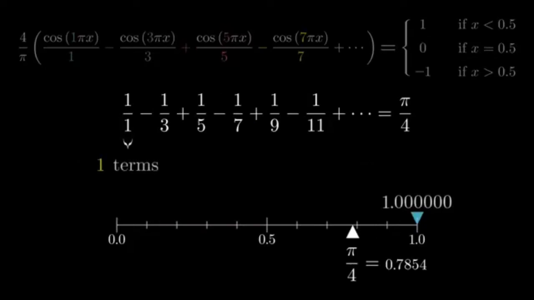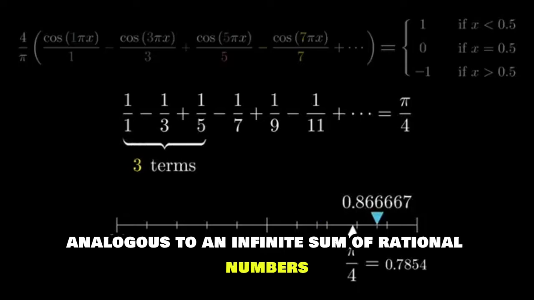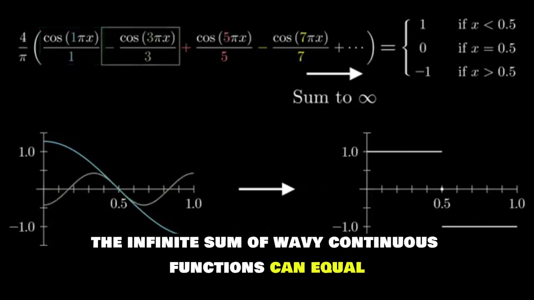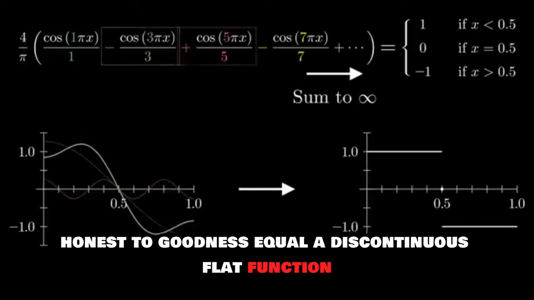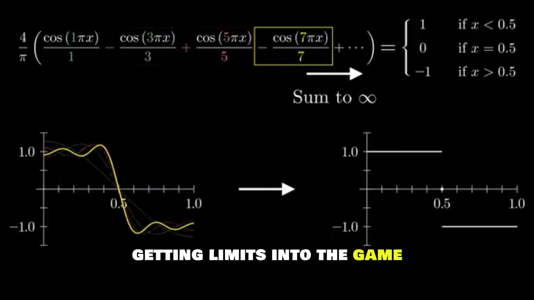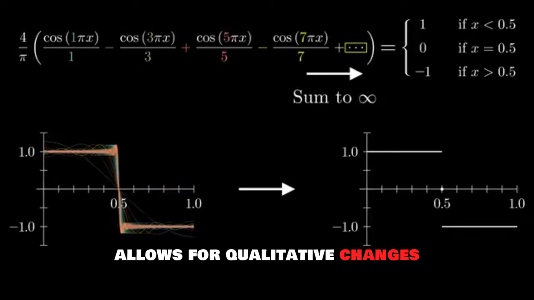jump. Analogous to an infinite sum of rational numbers being irrational, the infinite sum of wavy continuous functions can equal, honest to goodness equal, a discontinuous flat function. Getting limits into the game allows for qualitative changes, which finite sums alone never could.